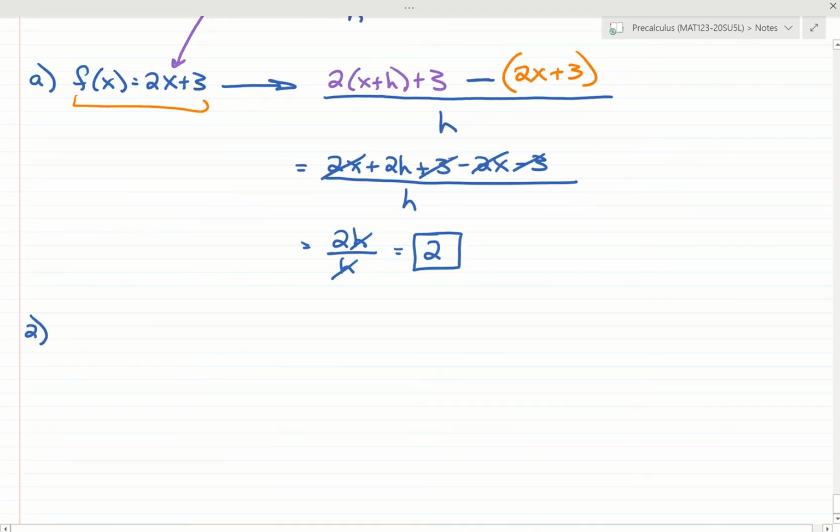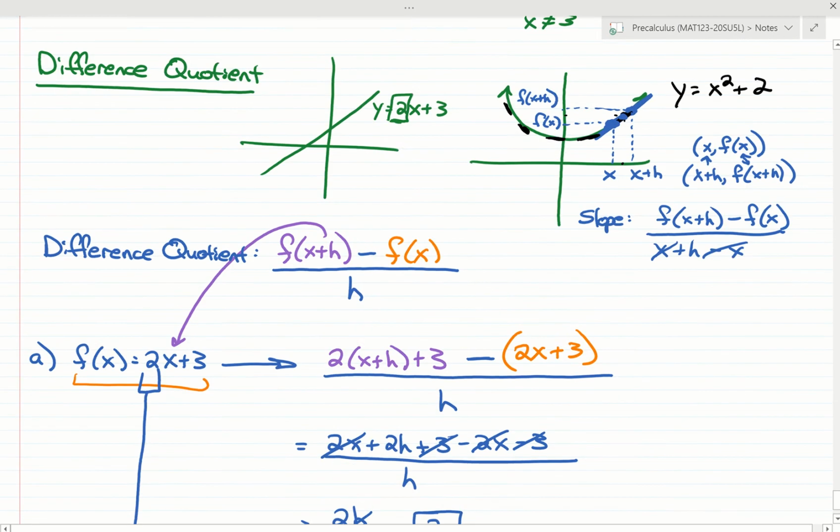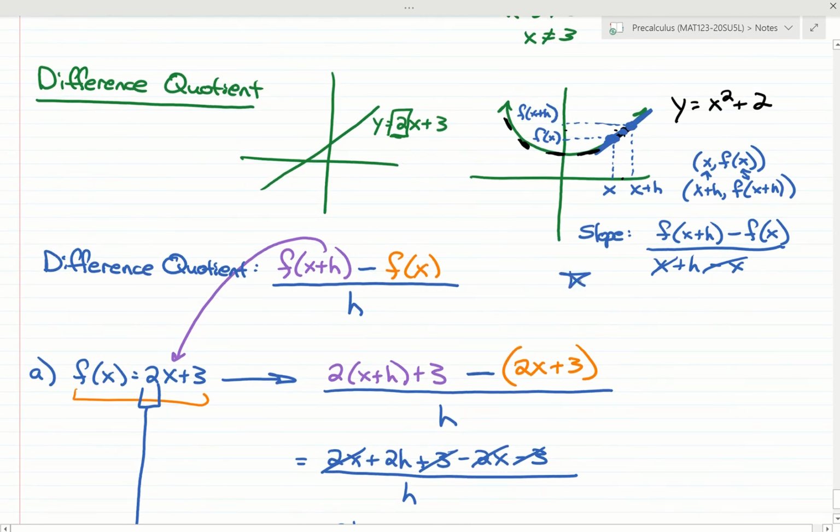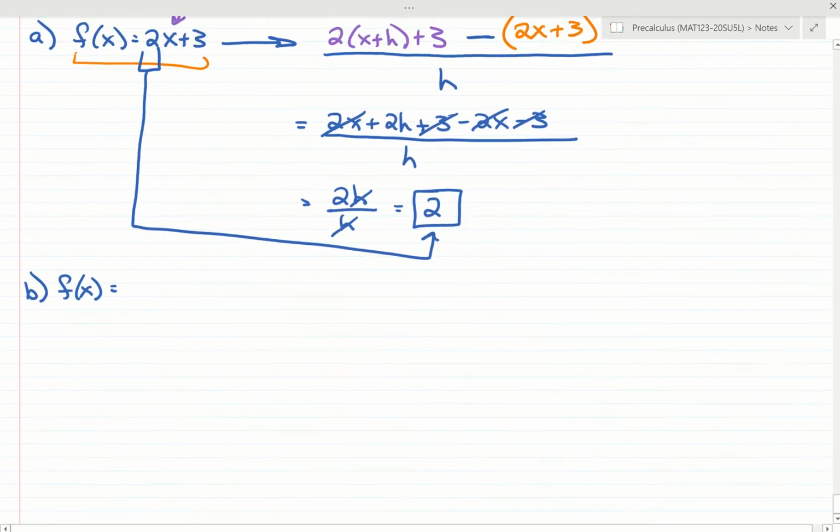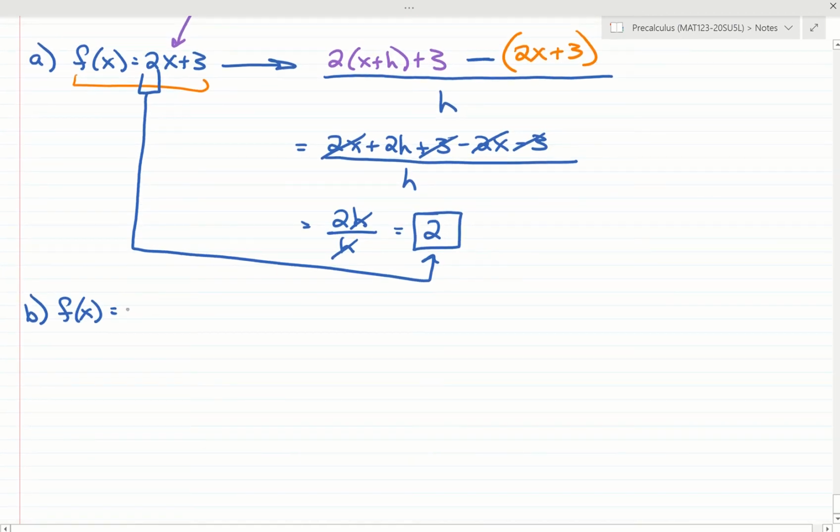Let's try something else. Maybe make this one a little bit more challenging. And by the way, look at this, right? What's the slope of this line? 2. So you could see that's exactly what we did over here when I was explaining. We're really just finding the slope. But now let's do a quadratic. What if I told you f of x was 2x squared minus 3x?